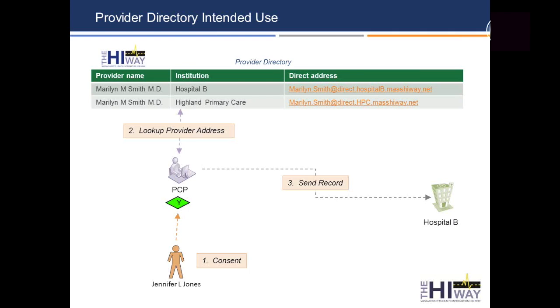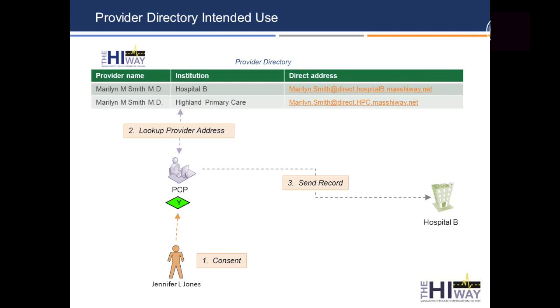The workflow from a patient point of view in this diagram: the patient comes into this primary care physician. They give their consent to have a message sent over the HIway. In this case, the provider doesn't know the destination address of Hospital B, and they use the provider directory to look up that address. They address a message, and they send that message. It might be a CCD they send with it, or it might be something else. And they send that message over to Hospital B.